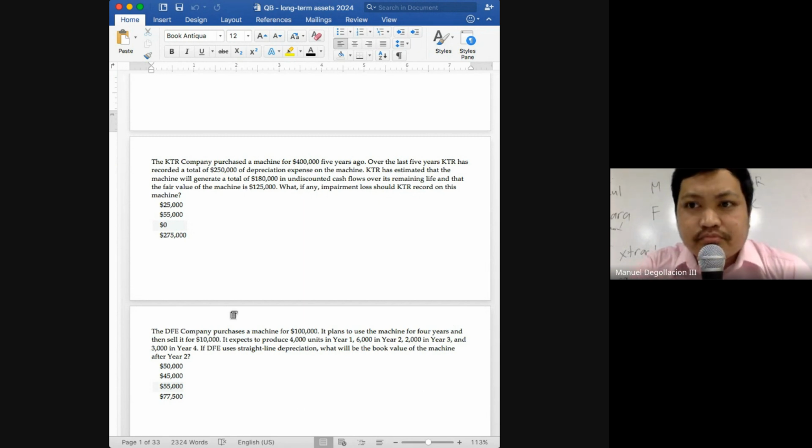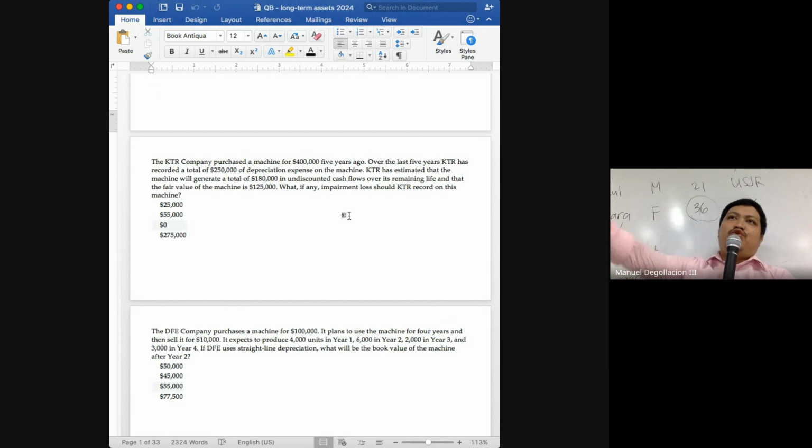would be 150. And you compare that with what amount? You compare that with the 180. Okay? No need to choose between value in use and fair value less cost to sell. You compare the book value or the carrying amount with the undiscounted cash flows that are expected to be received from the asset. So you compare 150 and 180.